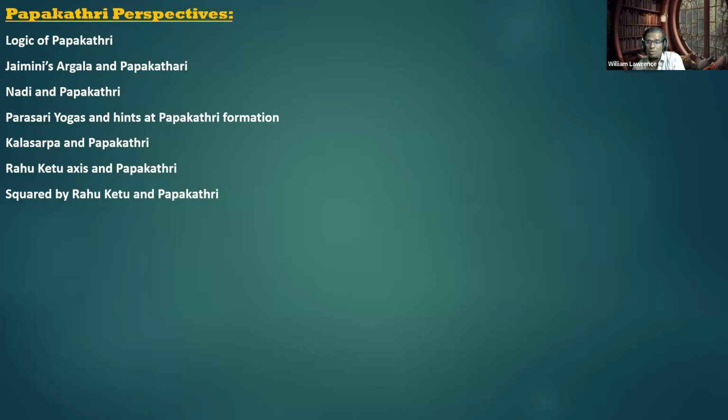All planets between Rahu and Ketu. What is this? What is the meaning of Kala Sarpa? It is a Papakatri. Again, there's a big argument. It is not there in any of the books. So what is it? People who are celebrities have Kala Sarpa. So Kala Sarpa does not exist.